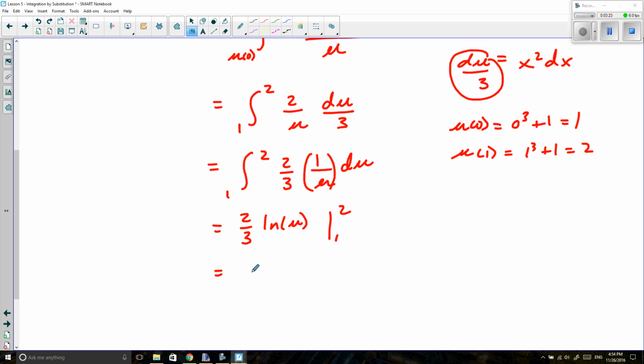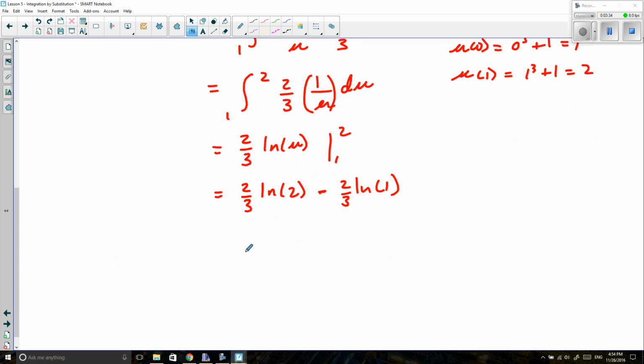So we now just put in our values. 2/3 times ln of 2, and then we subtract 2/3 times the ln of 1. Now notice the ln of 1 is going to be 0, so that part is all 0. So my answer is going to be 2/3 times the ln of 2, as an exact value. That's how you do that question.